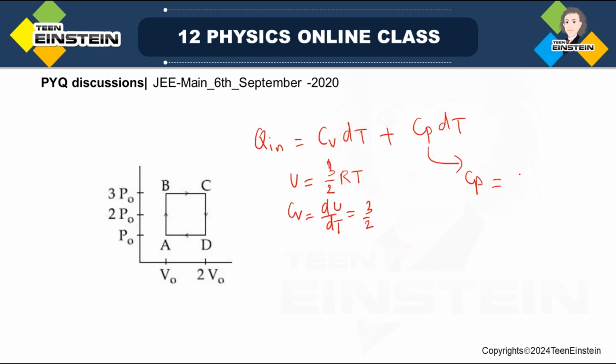CP is R plus CV. So it will be R plus 3 by 2 R, so it will be 5 by 2 R. So Cp and Cv we have found out. Fine, but what is this dT along AB and dT along BC? This you have to find out.